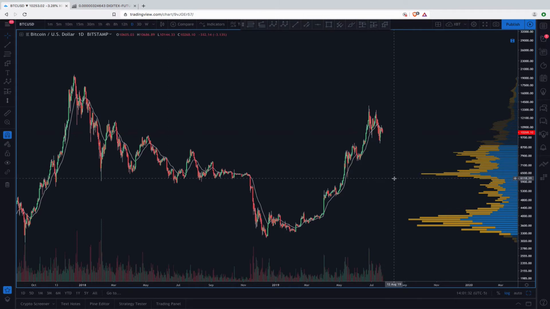It seems like a year's worth of price action since the last video I made. I think I might have made a video somewhere around here when we were somewhere in this ranging area right here.